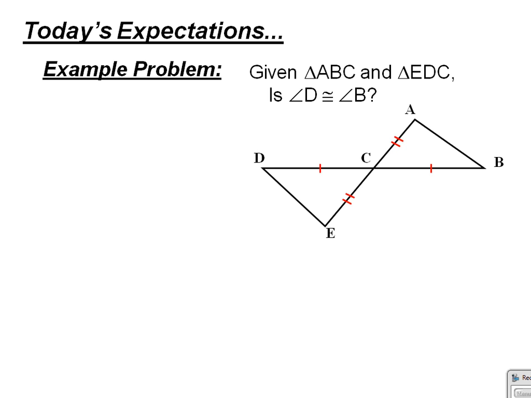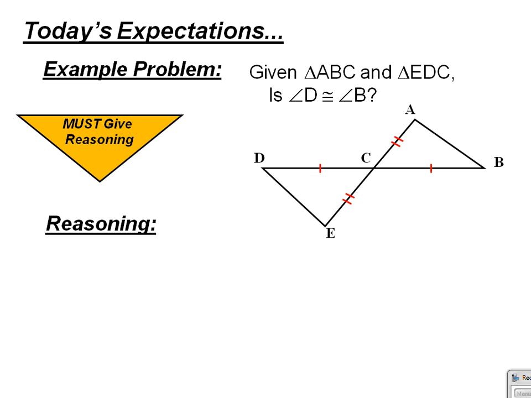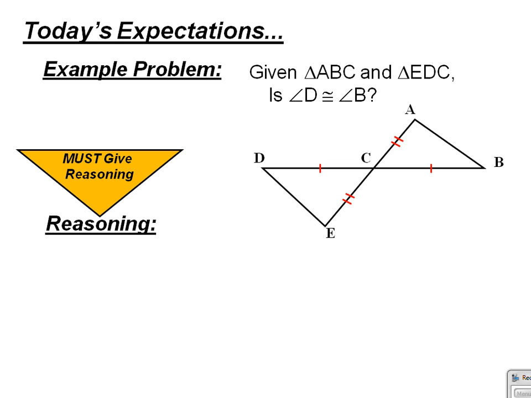Now, in today's lesson, there are specific expectations for how to complete the homework assignments. It is not enough just to answer the questions provided with the yes or no answer. You need to extend the question further and provide thorough reasoning. And here is exactly how that reasoning needs to be illustrated. Given triangle ABC and triangle EDC, is angle D congruent to angle B? Here's how to reason your way through it. And you must give your reasoning for each and every one of these problems.